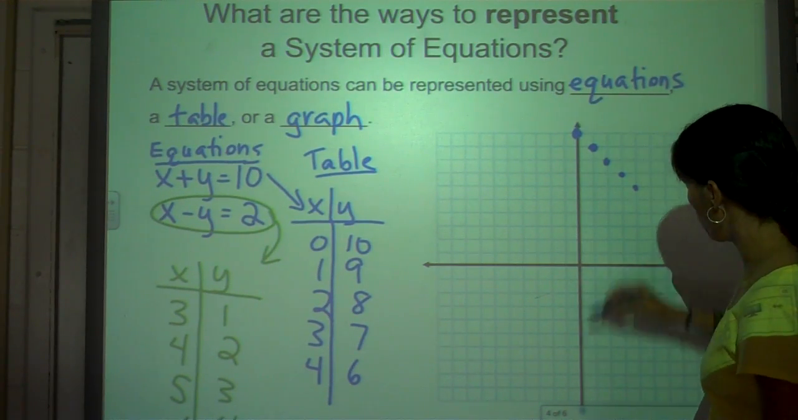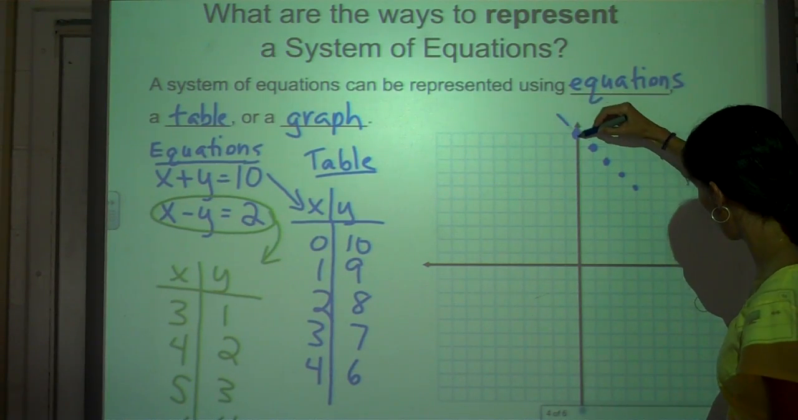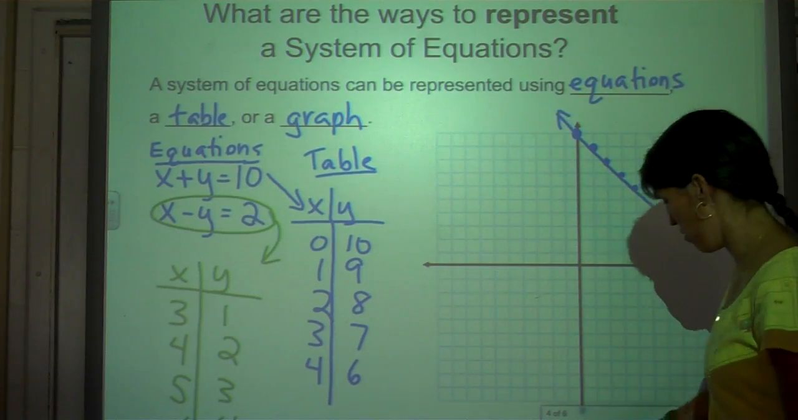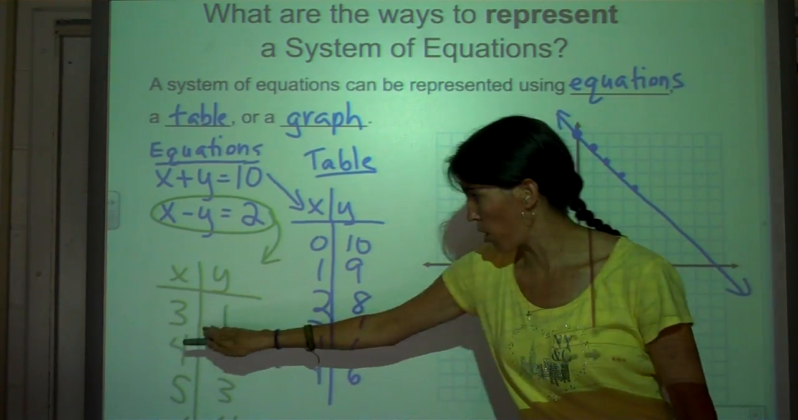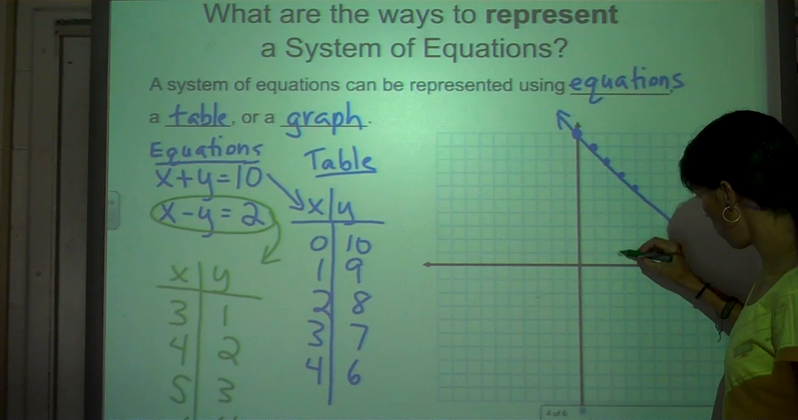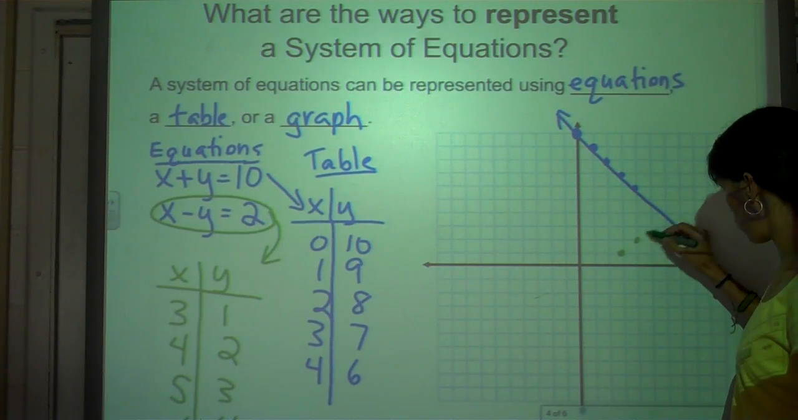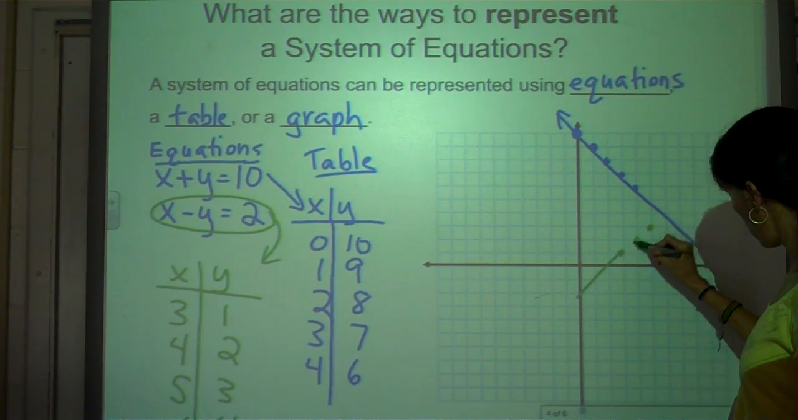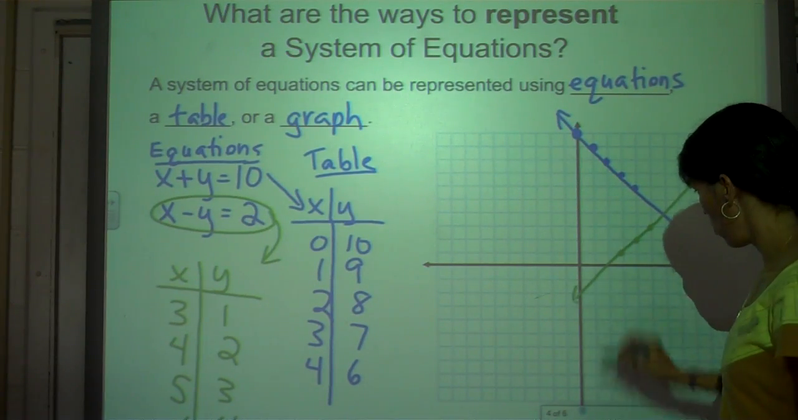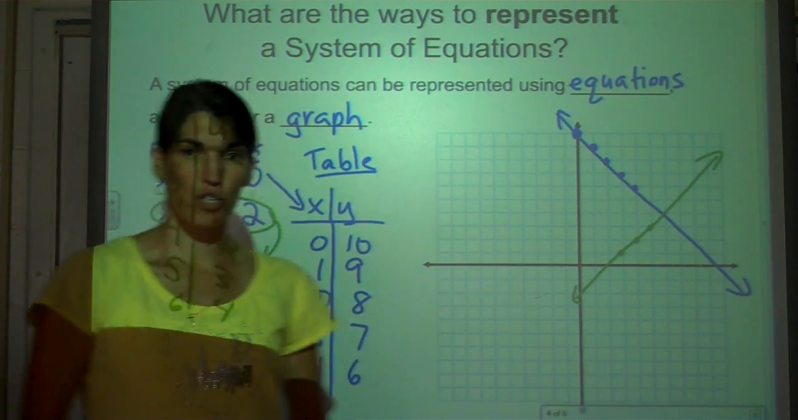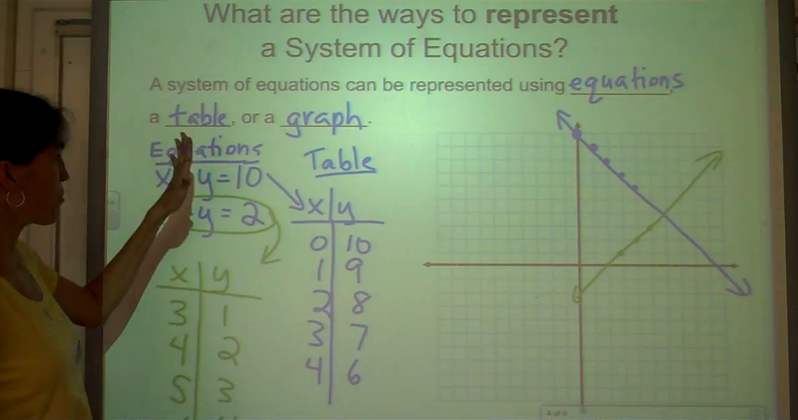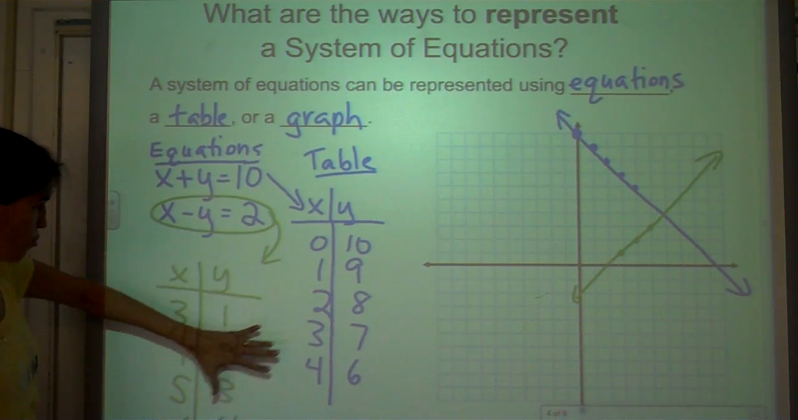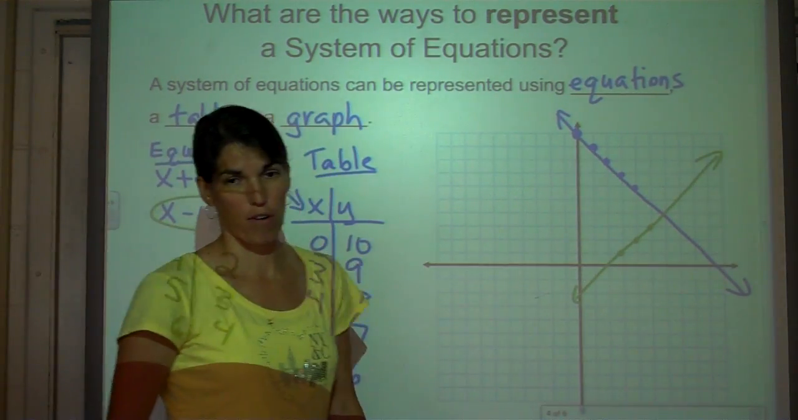And I guess I'll attempt to draw one here. Alright, not the best line. Okay, and then I hope you know how to plot ordered pairs. 3, 1 is right here. 4, 2 is right here. 5, 3 is right there. It's actually way better to use a ruler or a straight edge. But this is representing the system of equations using equations, tables for each equation, and a graph for each equation.